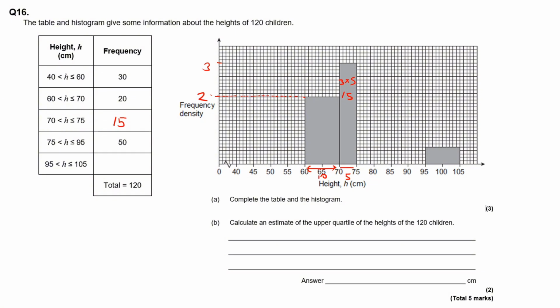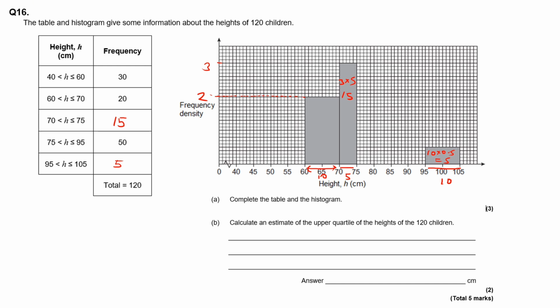From 95 to 105, the distance between them is going to be 10. And we've got 1, 2, 3, 4, 5 up. That means 0.5. So 10 times 0.5 is going to give us 5. So we've done that, and now we need to complete the rest.